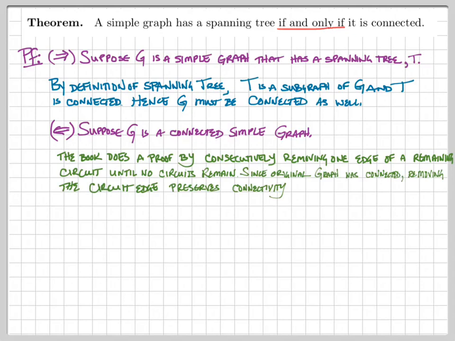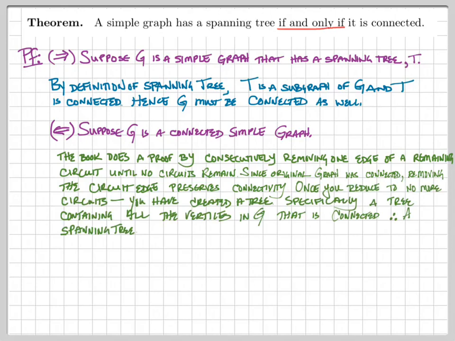Now, since the original graph was connected, removing these edges again preserves the connectivity, which means at the end, you end up with a graph that's connected on all the vertices of G, but contains no circuits. That means the resulting graph is a tree. It happens to be a tree that contains all the vertices of G, which means it is a spanning tree. And with that, we have proven the theorem.